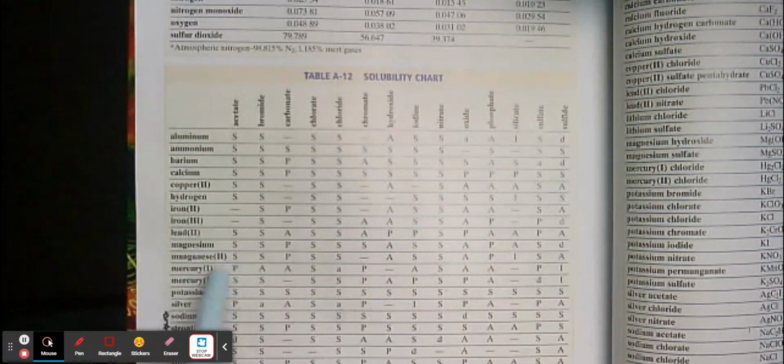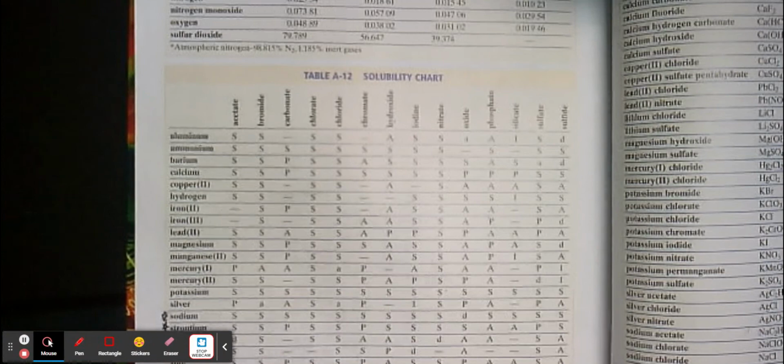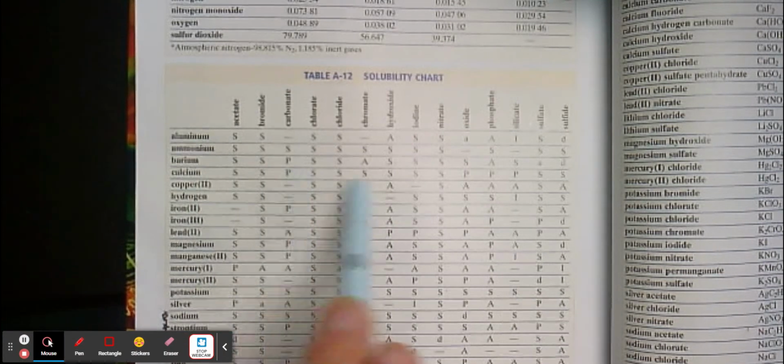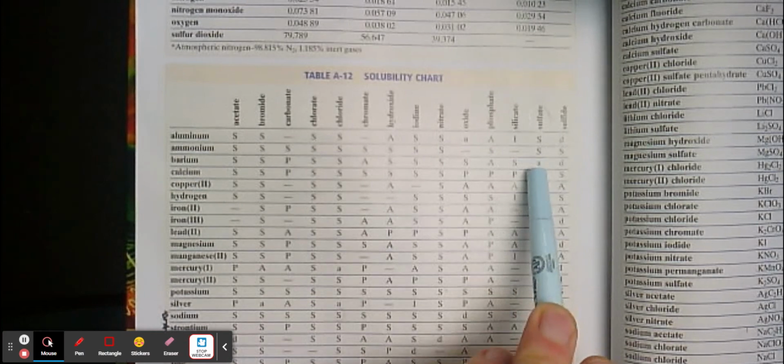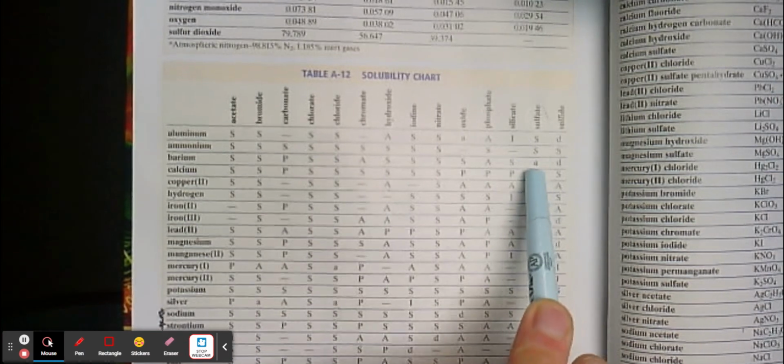Let's look at silver chloride. It's insoluble. Or something like barium carbonate, partially soluble, or barium sulfate, not soluble in water, all right?